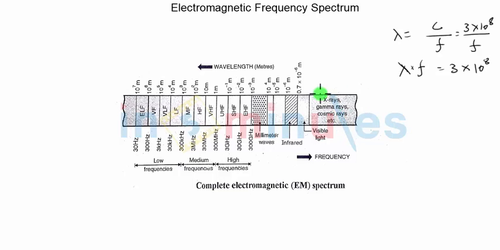And further, if you reduce the wavelengths, we have signals like X-rays, gamma rays, cosmic rays, etc. So that's the whole thing, mainly from 30 hertz to 300 gigahertz, which is called the electromagnetic frequency spectrum.